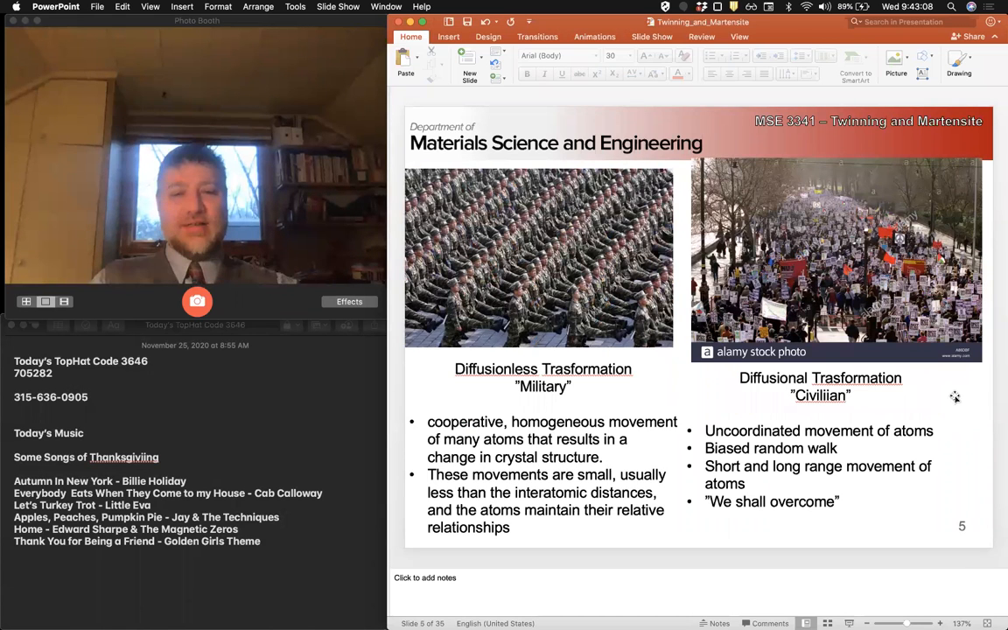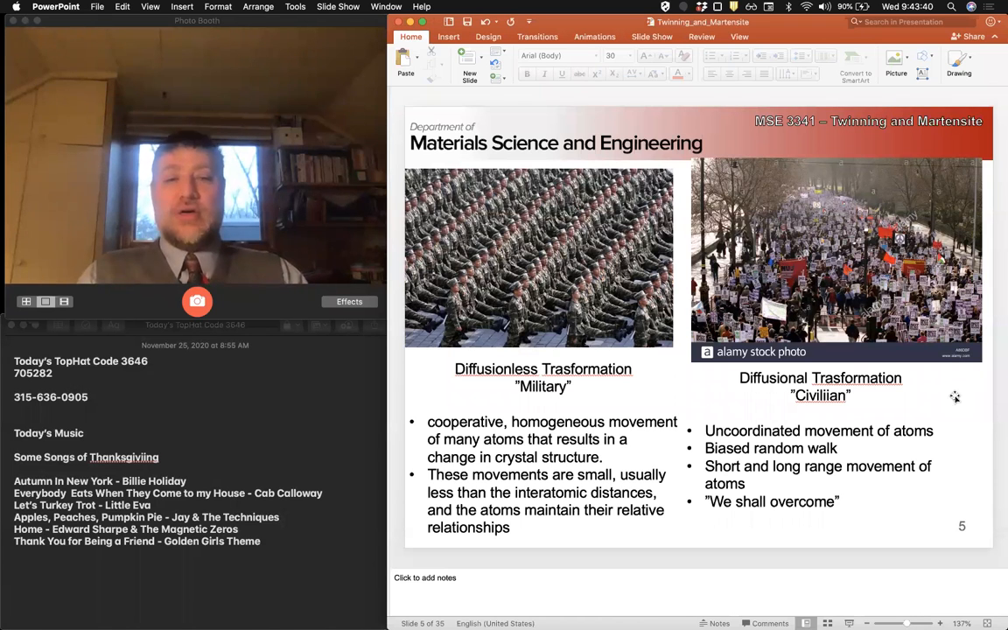Okay, so what makes twinning and martensite different than everything we've talked about before is that they are diffusionless, right? They're sometimes referred to as military transformations, right? There is no long-range transport. There's not even short-range transport. It doesn't require long-range or local atomic jumps, okay?